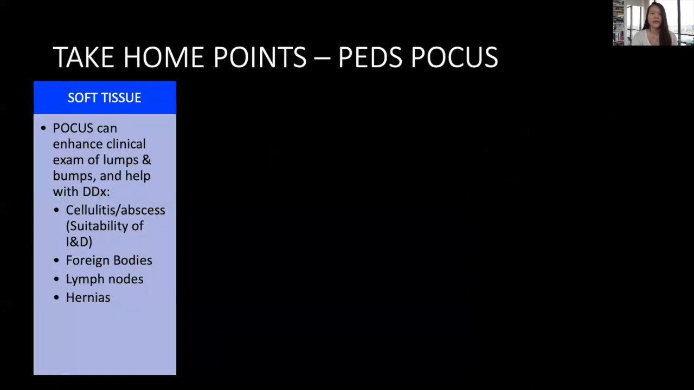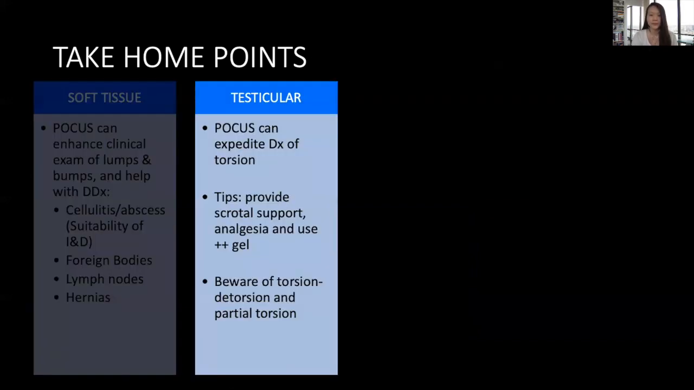So now let's summarize our take-home points for the 4 applications we covered. First, soft tissue POCUS can help you figure out if the lump and bump in this child is caused by cellulitis versus a drainable abscess. It can also help you identify foreign bodies and other structures that can potentially cause swelling, like infected lymph nodes or hernias. Testicular POCUS can be helpful in expediting a diagnosis of testicular torsion.